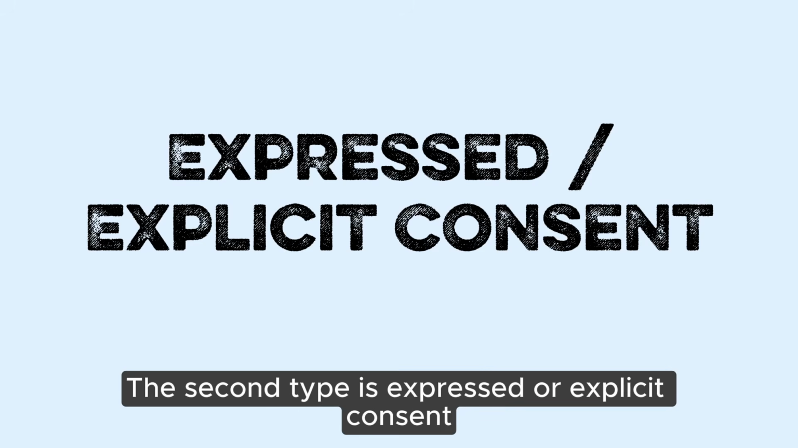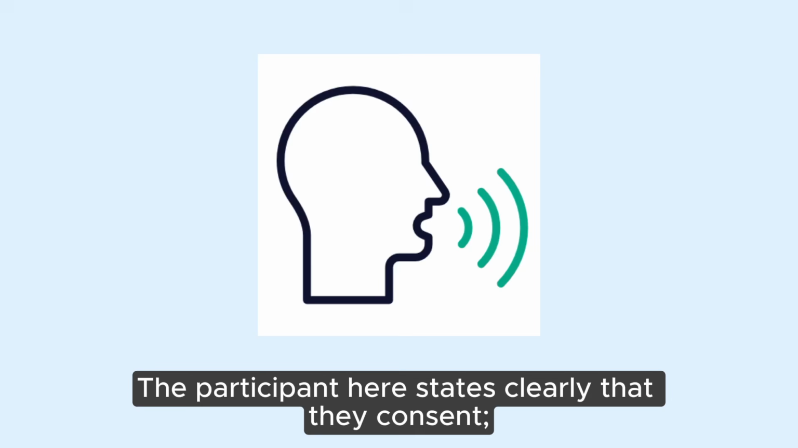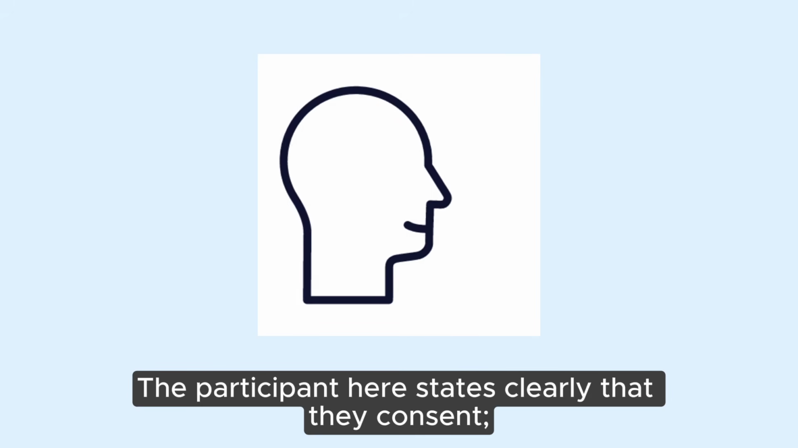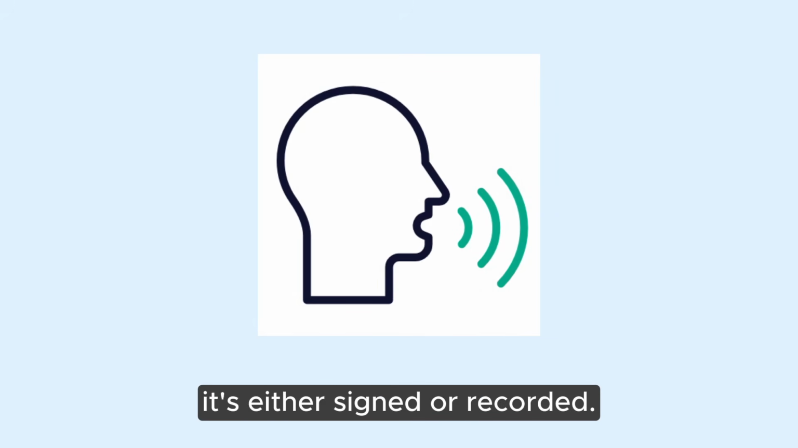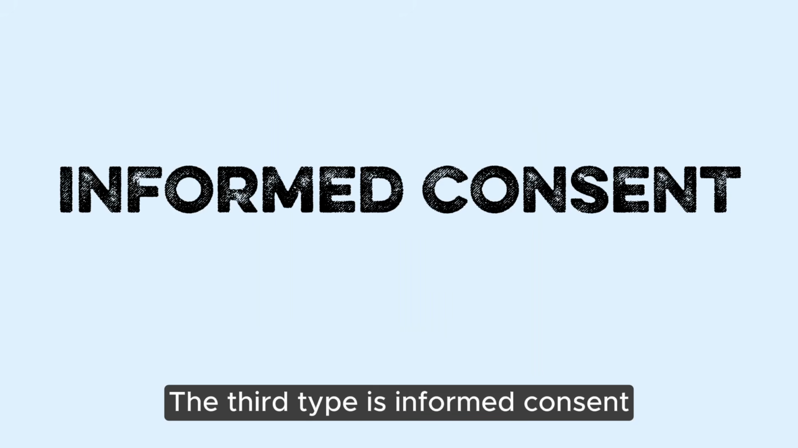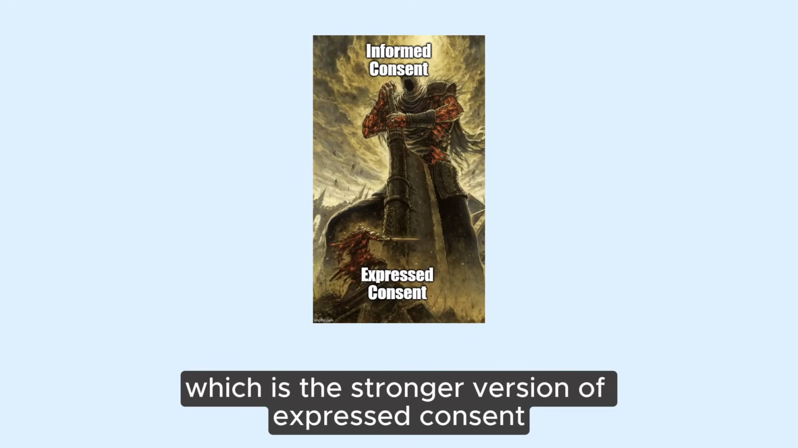The second type is expressed or explicit consent. The participant here states clearly that they consent. It's either signed or recorded. The third type is informed consent, which is the stronger version of expressed consent. There are four components of an ethically valid informed consent.